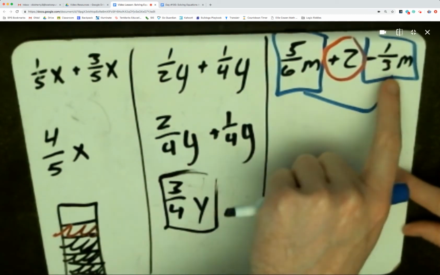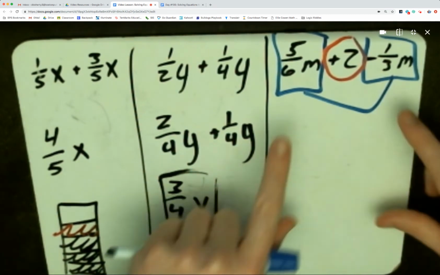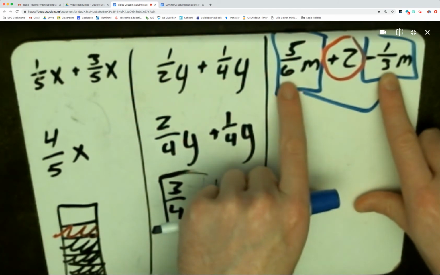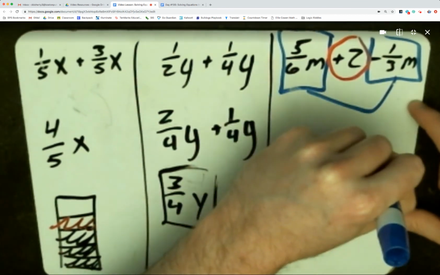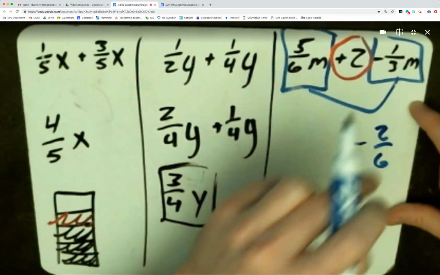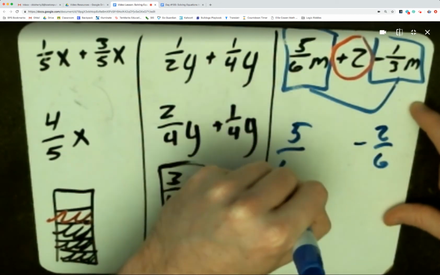5/6 m minus 1/3 m, adding and subtracting with fractions, same rule, they need a common denominator. The least common multiple of 6 and 3, the smallest number they both evenly go into, is 6. So I can switch 1/3 m, negative 1/3 m, to negative 2/6. I multiply the top and the bottom by 2, and now it has the common denominator, 5/6 m.